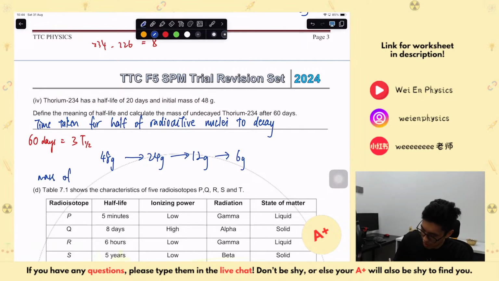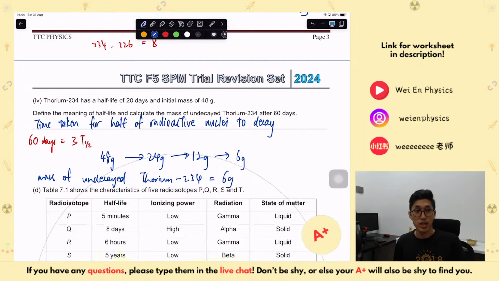Mass of undecayed thorium is 6 grams. Just like that. You don't need any fancy calculation. You don't need to show your working or what. This is your working. You just show them that you halve 3 times already. That's it. This is your working already.